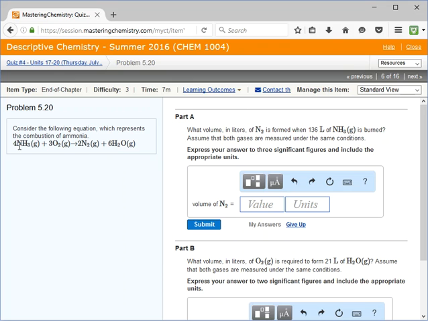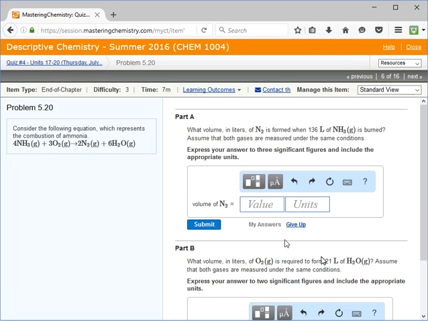So if I'm going to burn 136 liters of this, I go back to my mole relationships, because I want to know how much nitrogen I get. Notice that I get half as much nitrogen. They're in a 2 to 4 ratio. So if I burn 136 liters here, I'll get half that many liters over here, or 68 liters of nitrogen.